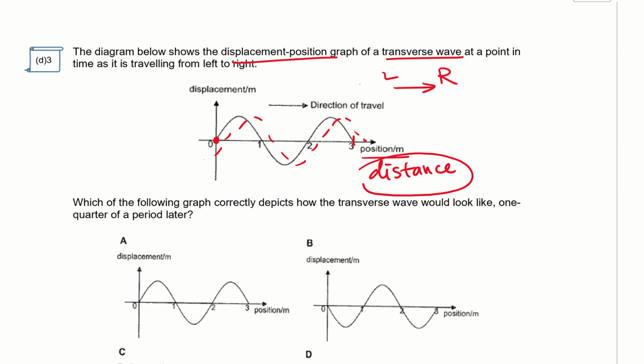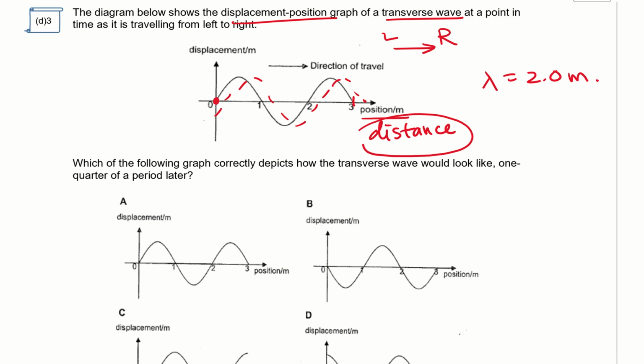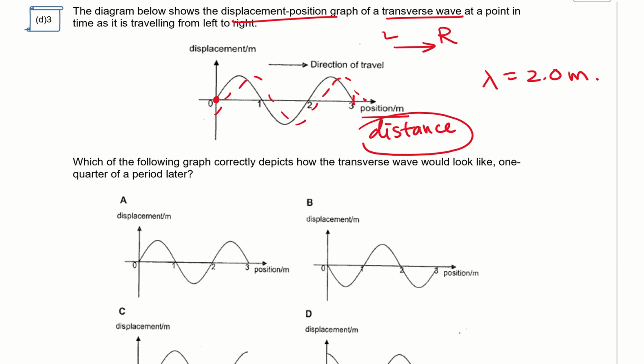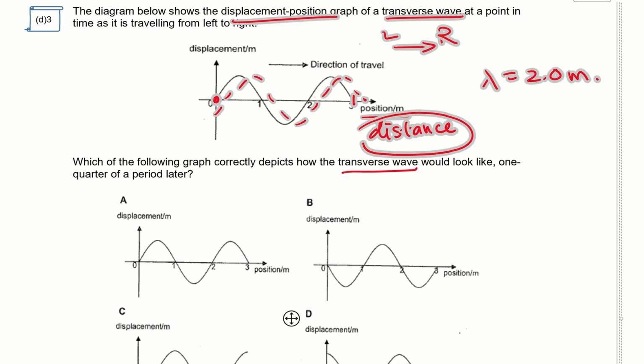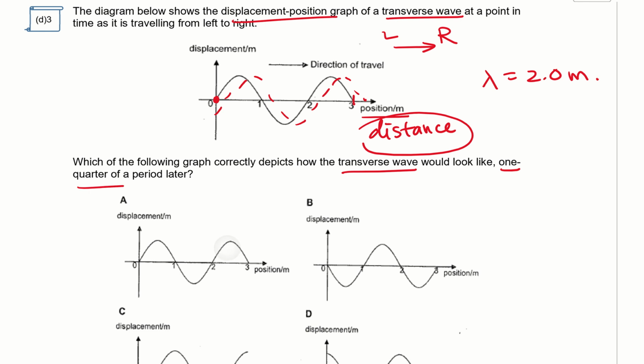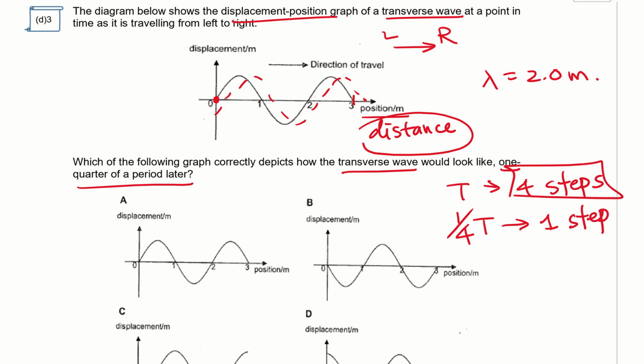Okay, just for practice, the wavelength should be 2 meters. But they are not asking for that. They are asking which of the following graphs depicts how the transverse wave will look 1/4 of a period later. So a period is actually 4 steps. If 1/4 of a period, it is actually 1 step. Right? So this 4-step idea is very important. 1/4 of a period is actually 1 step. So we need to make every particle move 1 step.